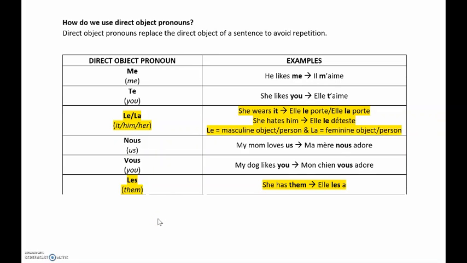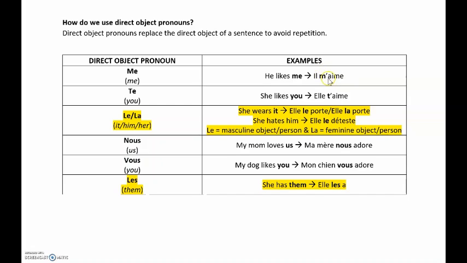First, let's just tackle the actual pronouns themselves. Don't worry too much about the placement. We'll talk about that after. So the first direct object pronoun that we have is me, and in English, it means me. So if I wanted to say he likes me in French, it would become il m'aime.